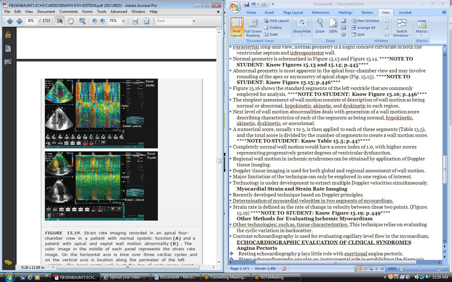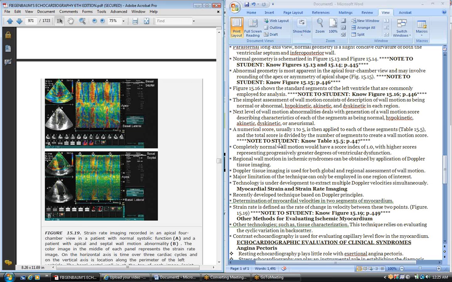Again, it's a brand new technology. It's something that you'll learn at conferences, and if your place uses it, they'll spend time developing that with you. You do not need to know this for the registry. You just need to know what strain rate is and be accustomed to hearing the term. And it is determination of myocardial velocities in two segments.